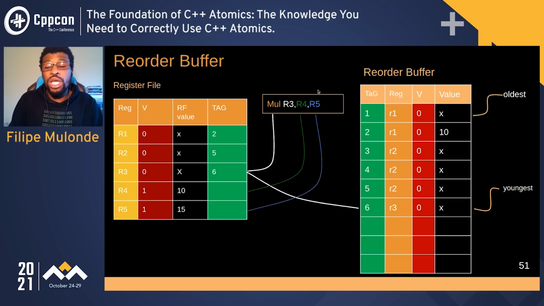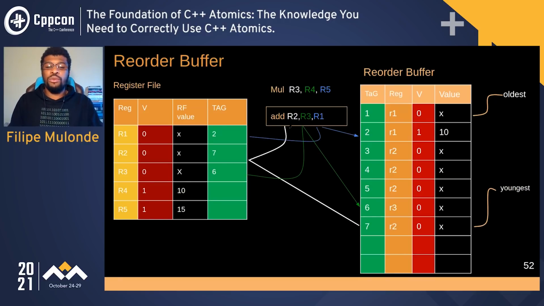After that, we go after the operands of that instruction. First, we go after register number 4, and we look at the valid bit of register number 4, and we see that it is 1, so it means we can take the value from the register file. And the same thing happens with register number 5.